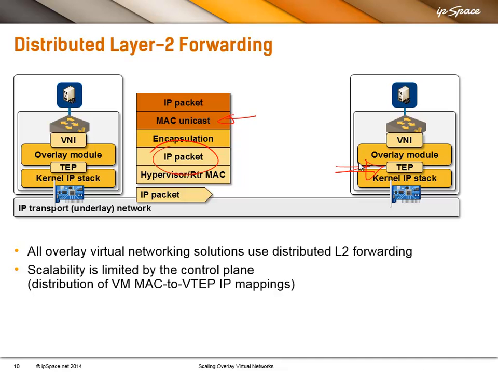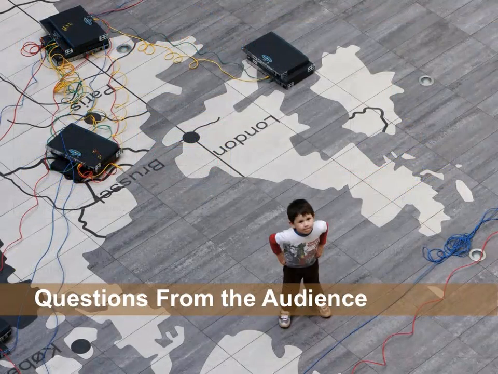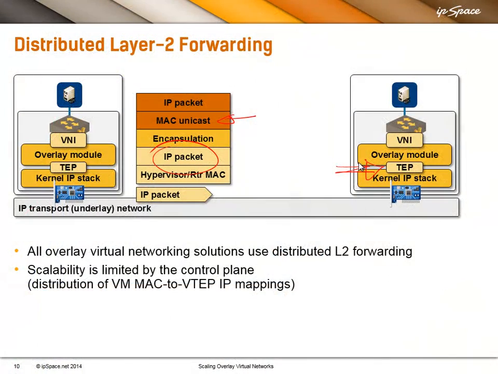The question is, however, how is the control plane implemented? So how do we distribute MAC to VTEP IP mappings between the hypervisors? Some solutions use multicast, most solutions use some control plane, and then the question is, how scalable is that control plane? An interesting question: do you know of any widely deployed application that requires MAC connectivity between different tiers of servers? I'm not aware of anything that requires MAC connectivity between tiers of servers, but within a single tier, people still use Microsoft Network Load Balancing.